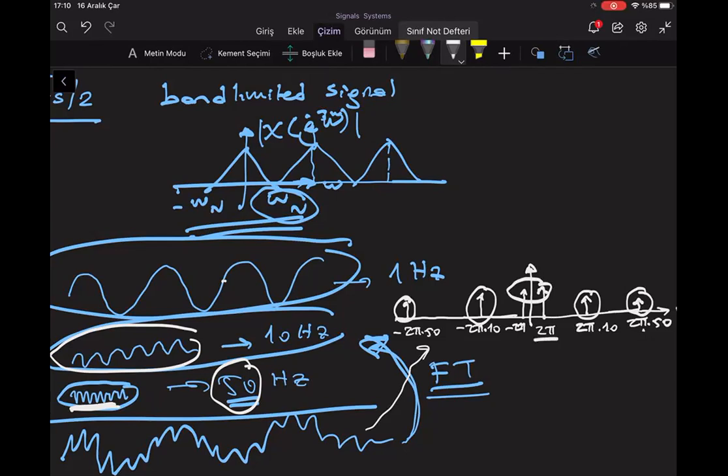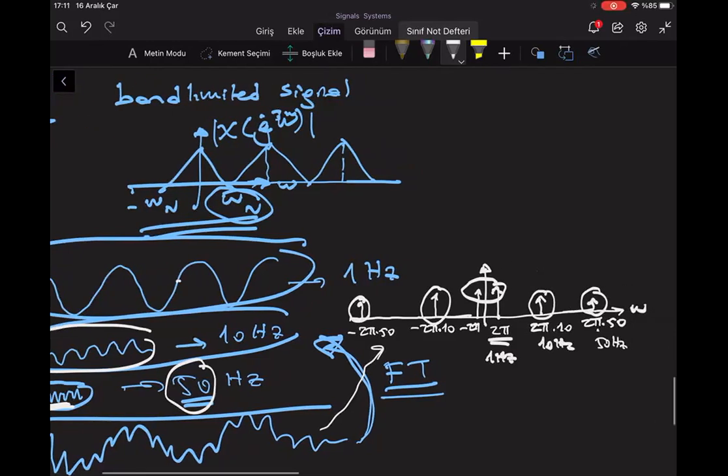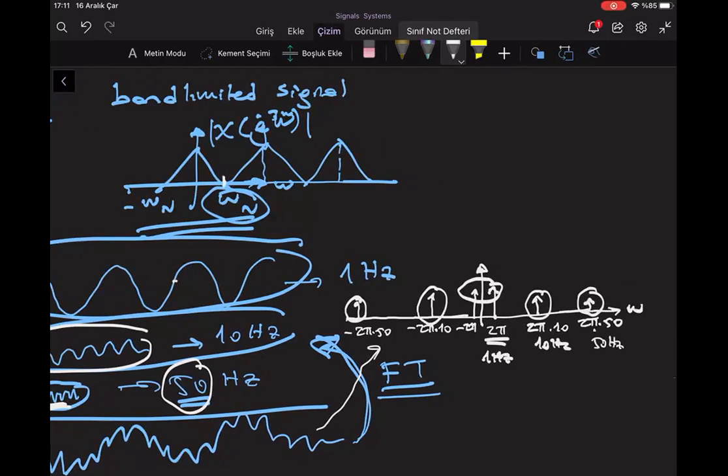What is 2 pi? What's the frequency of 2 pi radians per second? 1 Hertz. This is the 1 Hertz component, this is the 10 Hertz component, and this is the 50 Hertz component. And they have counterparts in minus omega, right? Minus 2 pi 10, minus 2 pi 50. So what is my omega n? As I showed you here, this is going to be my omega n.